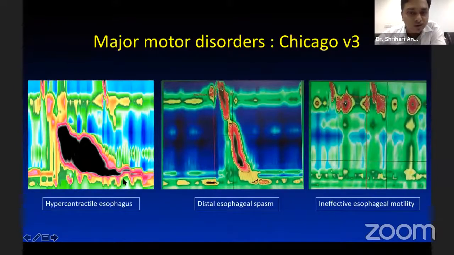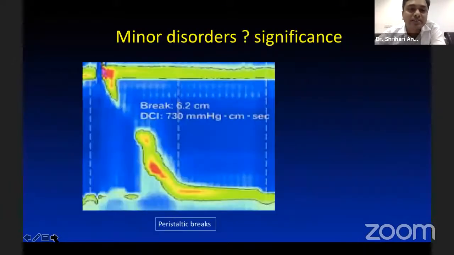The other major disorders include hypercontractile esophagus, where the patient has a very high distal contractile integral, also called a jackhammer esophagus. You look for distal esophageal spasm, where these patients have a very low distal latency, or you look for ineffective esophageal motility, where the DCI is less than 100 in all the swallows. These are the major motor disorders which clinch the diagnosis, and you can attribute them as the reason for dysphagia in these patients.